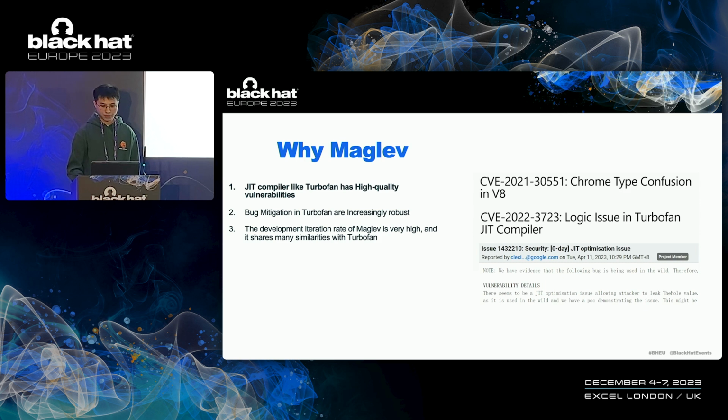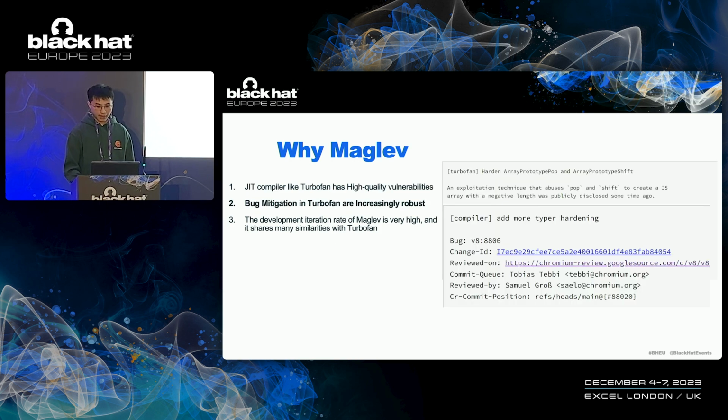This part will explain why we chose the Maglev compiler as our target. First of all, bugs in JIT compilers have high exploitability. In recent years, many in-the-wild bugs in Chrome have been found in the Turbofan compiler. The Google security team also noticed that and increased its defense investment in Turbofan. Thus, many JIT bug exploitation techniques have been fixed. So, even if a bug exists, it is more difficult to exploit.